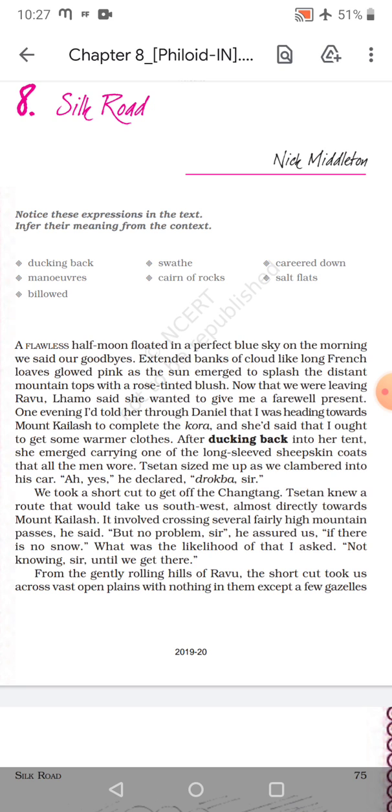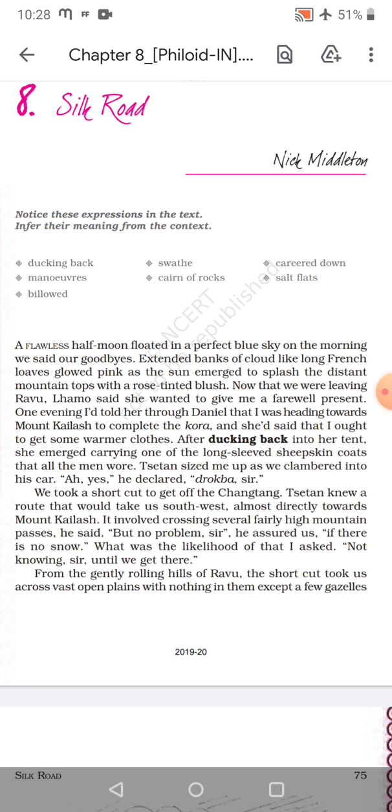After ducking back into her tent, ducking means quickly going inside and then coming out from her tent, she emerged carrying one of the long sleeved sheepskin coats. So she went inside the tent and she brought one long sleeved sheepskin coat, because a sheepskin coat will be very warm, that all the men wore. You must have seen on TV or in movies, in these mountain areas, hilly areas, especially on the Tibet side, people wear that long coat. Everybody wears a long coat because it is very cold there. So the same type of coat she also brought.